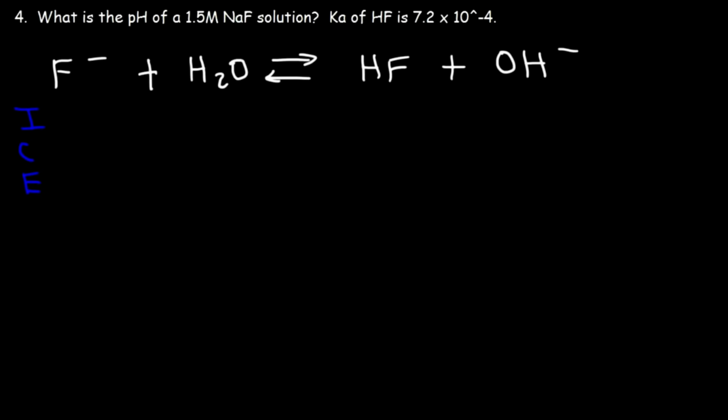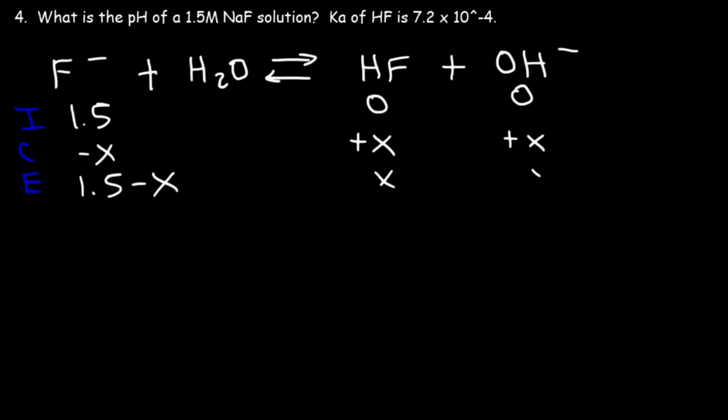So we're going to make our ice table as usual, and the initial amount of fluoride is 1.5. The products are 0, and they're going to increase by X. Fluoride will decrease by X. And as you can see, the ice table for the most part is pretty much the same.